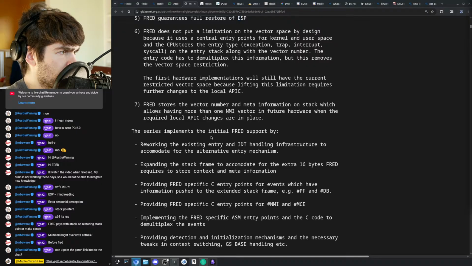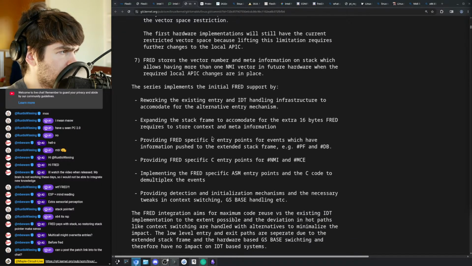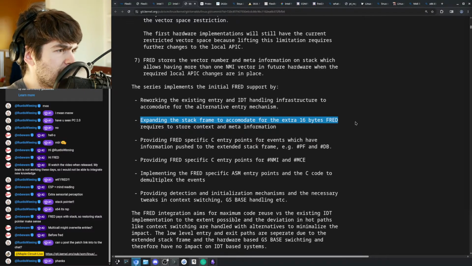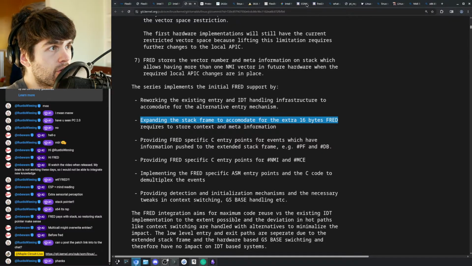FRED stores the vector number and... Okay. Oh. Yeah, okay. So expanding the stack frame to accommodate an extra 16 bytes, FRED requires storing the context and meta information. So that's here.